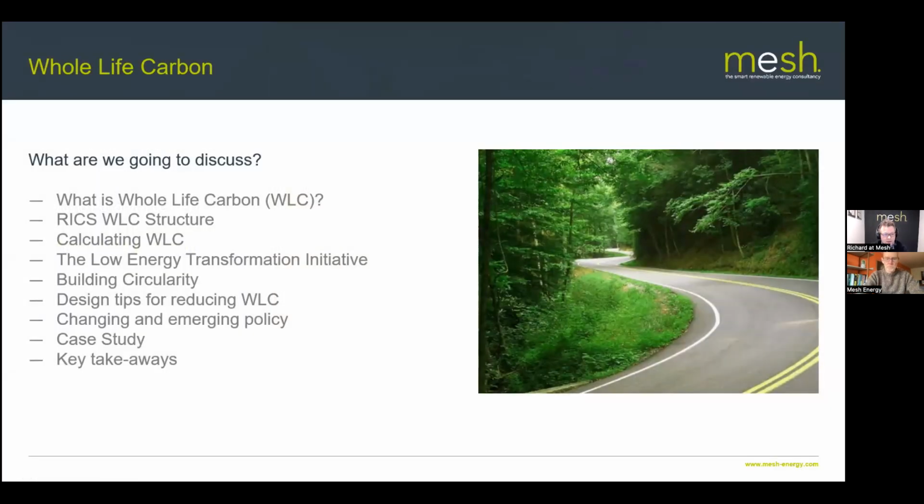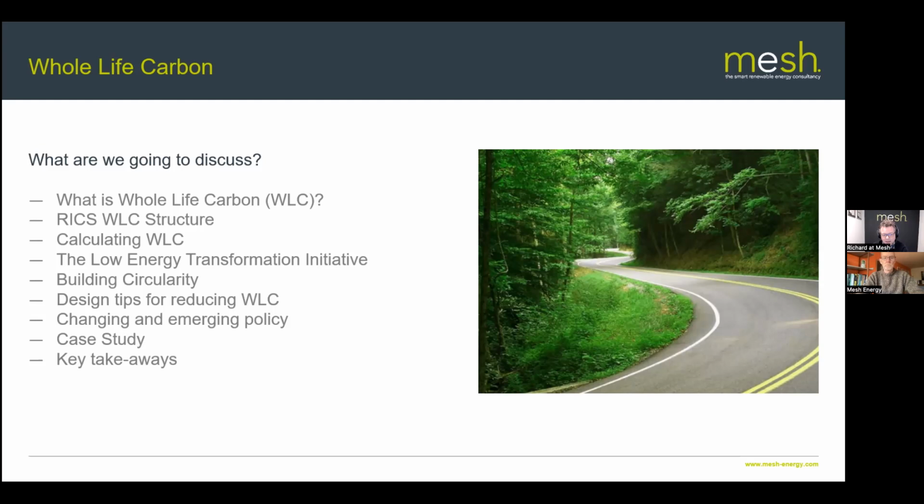so what I'm going to do is talk about what is whole life carbon, the updated RICS structure, how we go about calculating whole life carbon. If you haven't heard about it, what was the London Energy Transformation Initiative is now the Low Energy Transformation Initiative, so it's going nationwide. We'll touch on building circularity, some design tips for reducing whole life carbon. The things you have to have in the back of your mind when you're entering into stage two. And then we'll touch on changing and emerging policy.